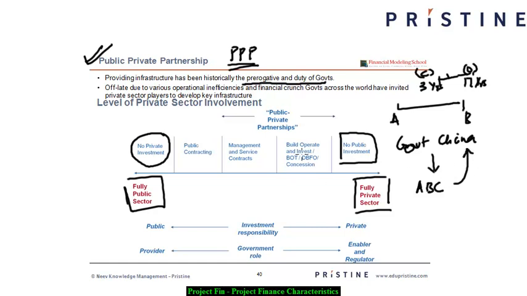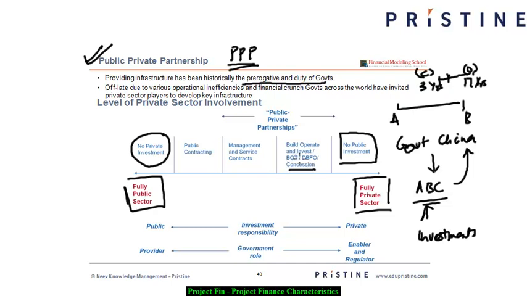So this kind of an agreement is called a concession agreement, where ABC makes all the investments. Then they operate this particular asset for a limited number of years, and post that they pass it back to the government of China. So this is called a concession agreement.